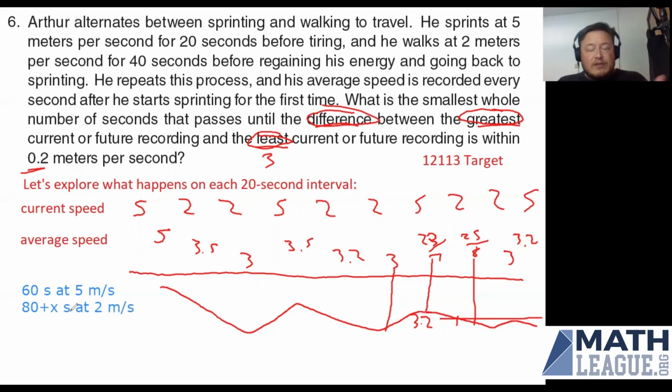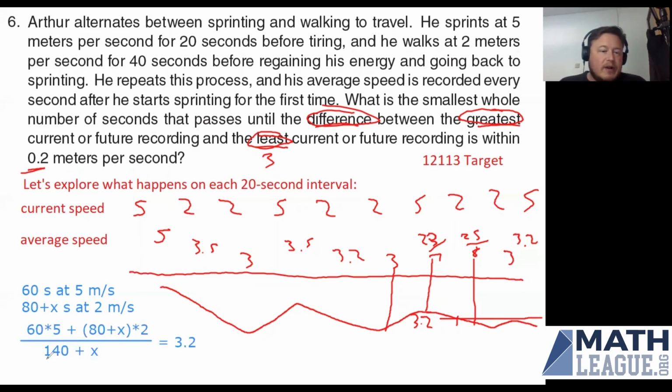We have to divide that by the total number of seconds, which is 60 plus 80 plus X, or 140 plus X. So this is what the equation looks like at this point. And if we wanted to simplify this out, I already mentioned that we had 300 meters at 5 meters per second. Got 160 plus 2X, so that becomes 460 plus 2X. That's our numerator.